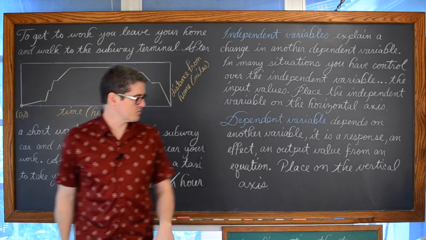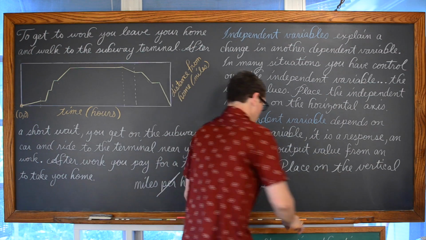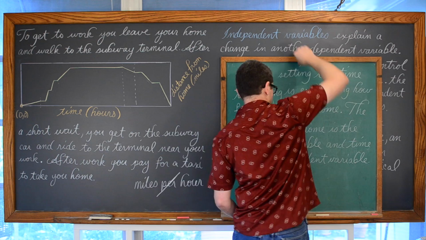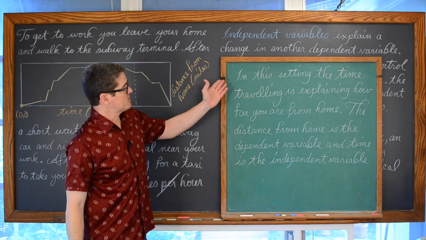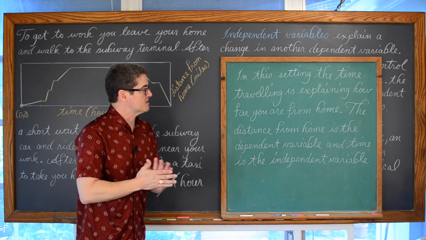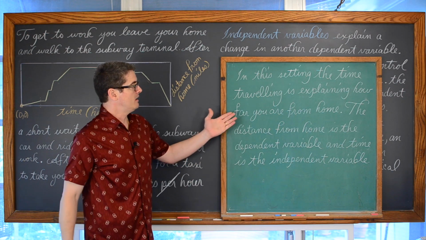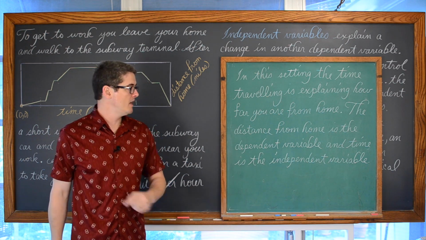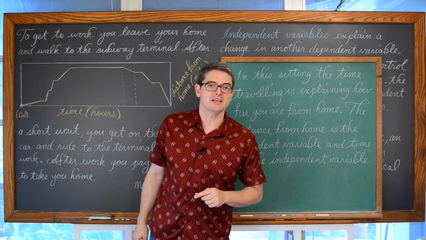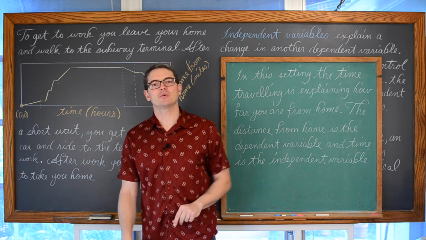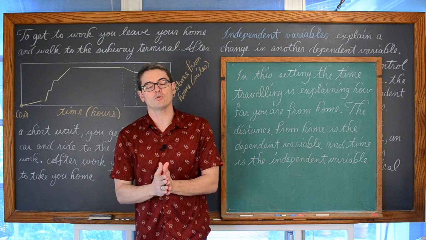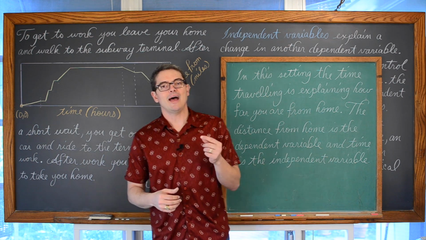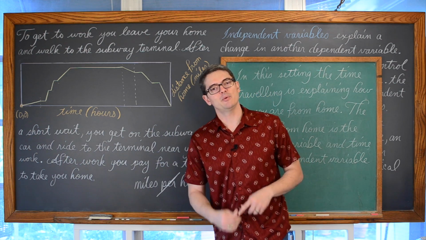Again, we're not crunching numbers, we're just doing some basic vocabulary here. And this is just in case I said it and you didn't catch it. In the setting, time traveling is explaining how far you are from home. Thus, the distance from home is the dependent variable and the time is the independent. Let's get on to those 3 examples where you're going to create a sketch to match the given setting after we identify the independent and dependent variable.